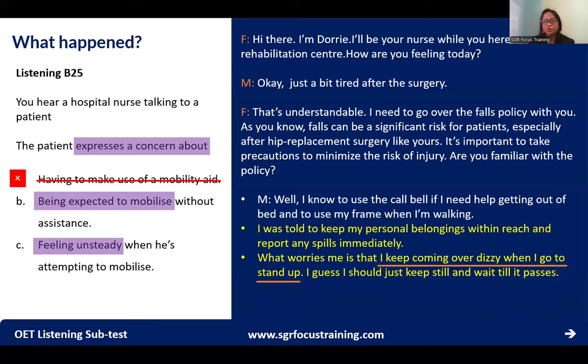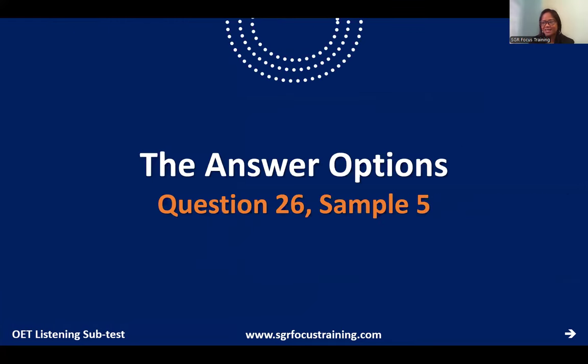So the phrase "what worries me" is synonymous to the word concern. And then the words dizzy and standing up are synonymous to option letter C, feeling unsteady when he is trying to move. The movement or the mobilization is standing up, and dizzy is unsteady. So our correct option is letter C. I hope everyone got that. Let's move on to another example.